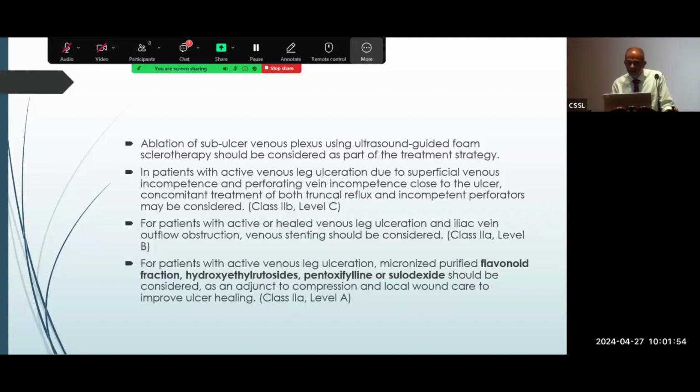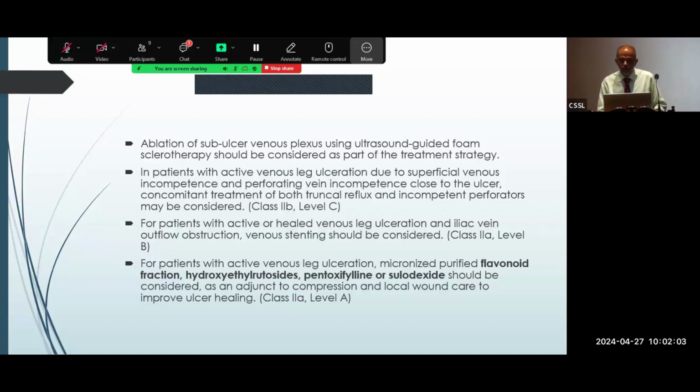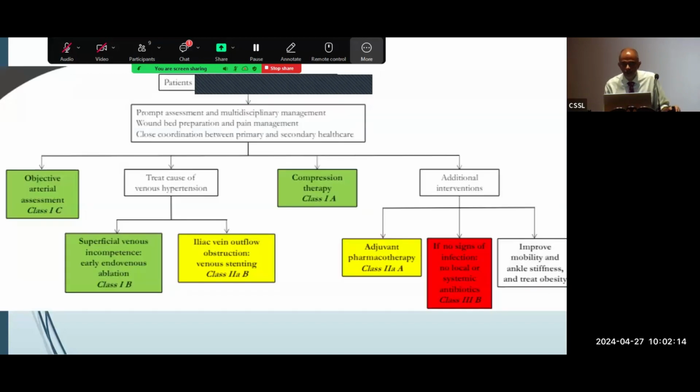And then finally, what we can do is there are adjuncts. There is no evidence, like Dr. Nalaka said, but some people use flavonoid fraction, drug hydrocellular, pentoxifylline. All these can be given. Some studies have shown that there is a benefit, but actually nobody knows.